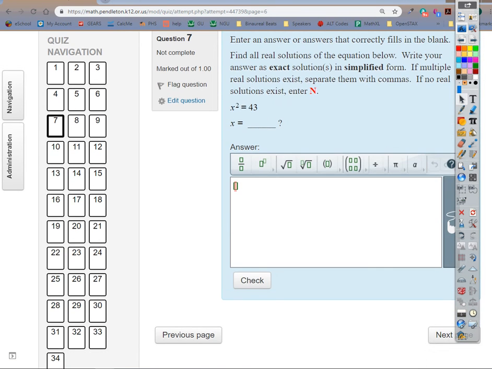Okay, what about this? Find all real solutions of the equation below. Well, what are our solutions going to be? Plus or minus the square root. Exactly. So we've got to separate them with a comma, so you have to get both of them. That's the only way you could miss this one. You do the square root of 43, which can't be simplified, and negative square root of 43. Piece of cake.